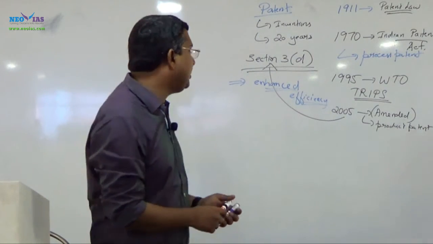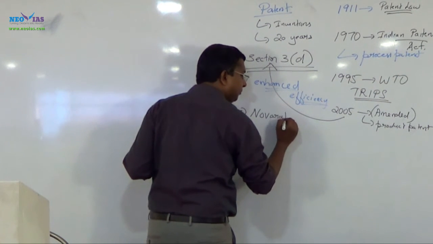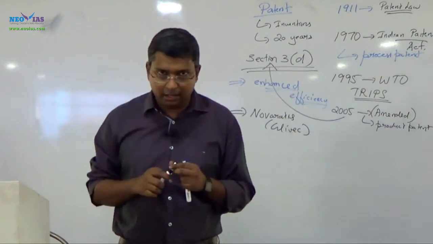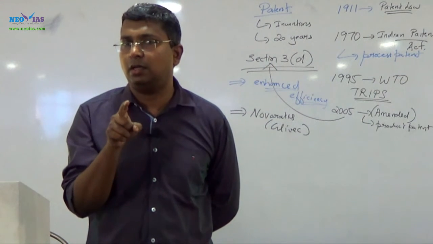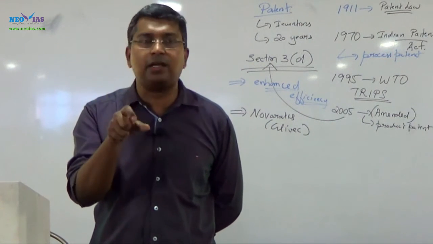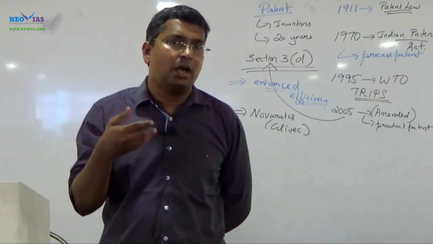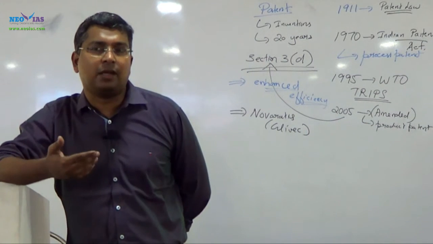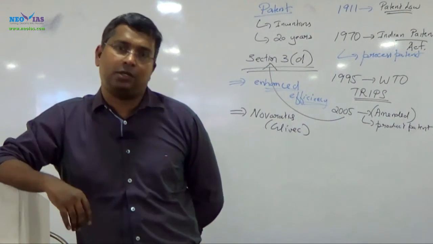Now, in a very important case, a pharmaceutical company, Novartis, for their drug called Glivec, applied for a new patent by saying that this Glivec drug now has better efficiency, so many new features. The Indian Patent Office rejected Novartis's application for patenting that drug. Novartis approached the Supreme Court.